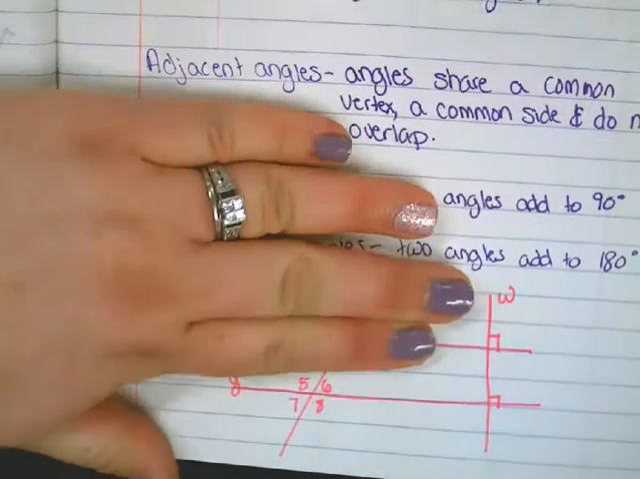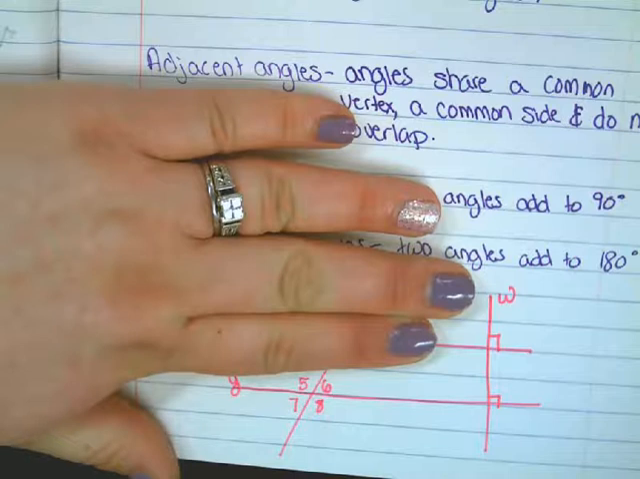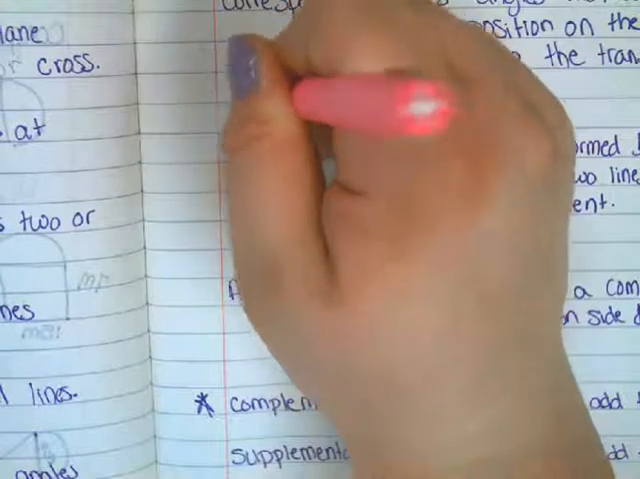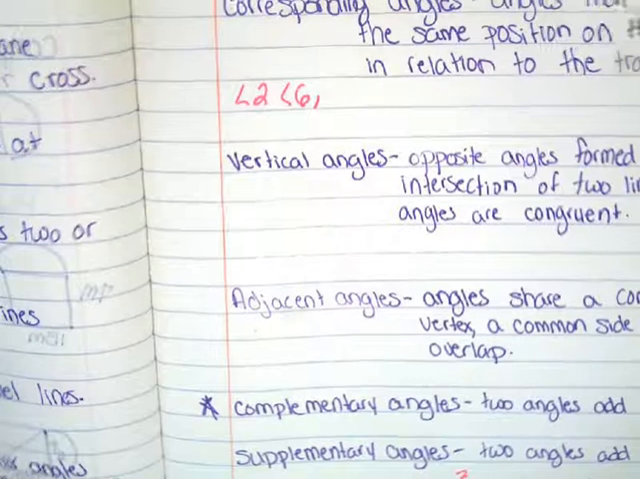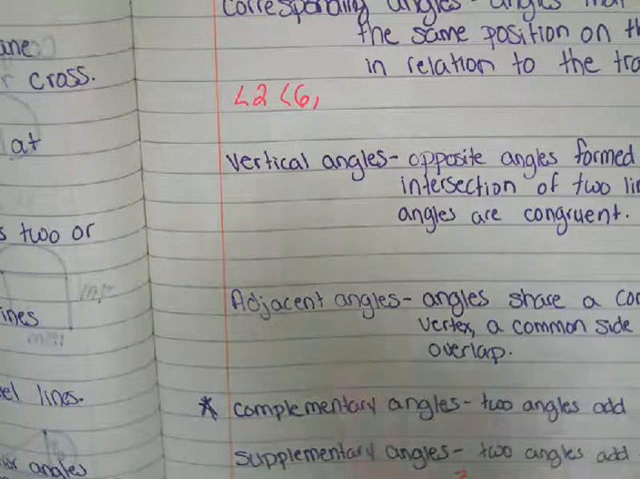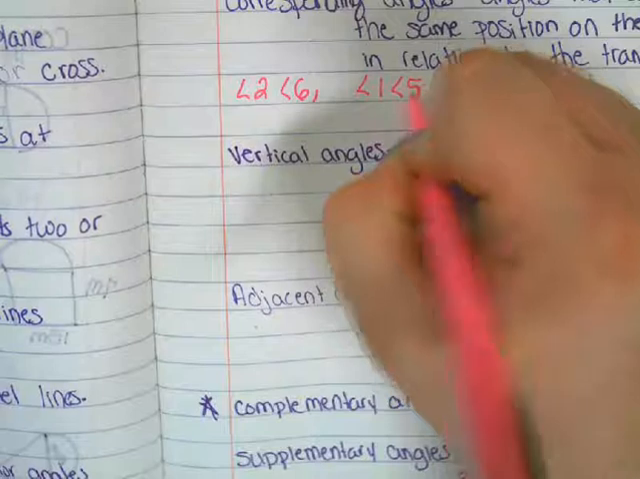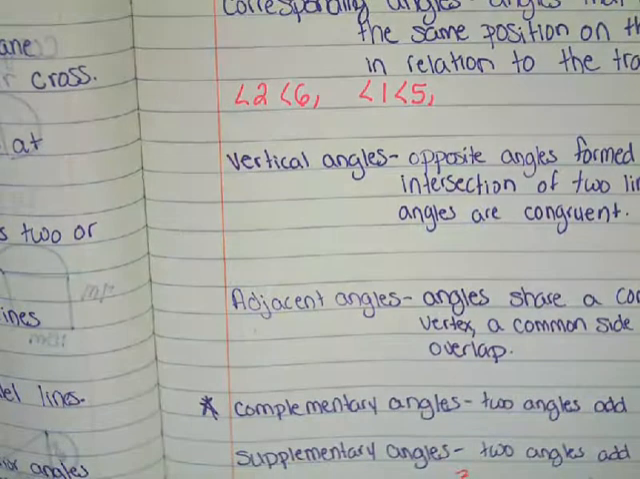What would be another pair of corresponding angles? 1 and 7. Mm-hmm. No. 1 and 5. 1 and 5 would work. What's another one? 4 and 6. Not 4 and 6. 4 and 8. 4 and 8. And the last one? 3 and 7. Does that make sense how we came up with those?